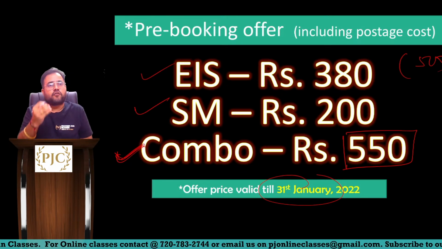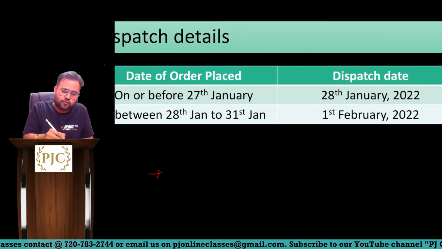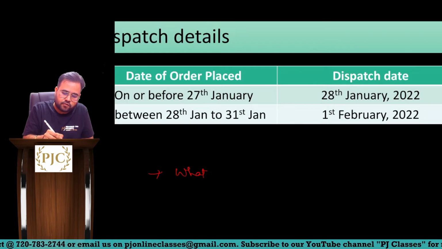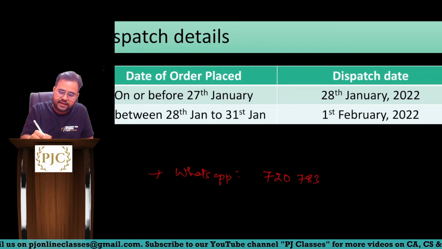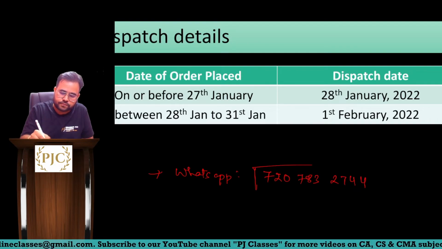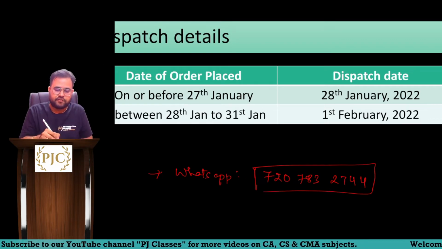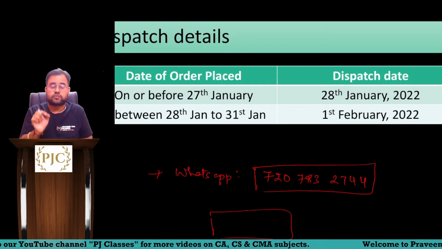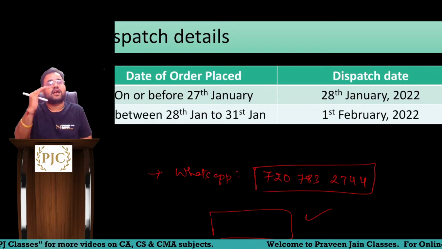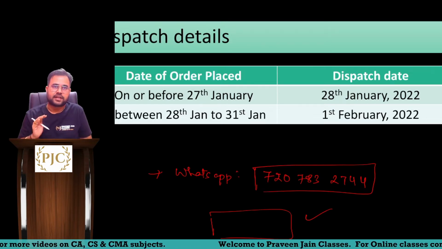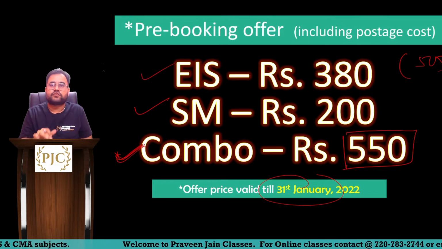Now, pre-booking offer we have seen. Now, how to order this? So for ordering, you have to WhatsApp, and WhatsApp number is 720 783 2744. Once you WhatsApp us saying, sir, I want the requested material, we will be giving you one Google Form link. That Google Form link will have all the details, how to make the payment and how to order the material also, sir. The offer is valid till 31st January 2022, sir.